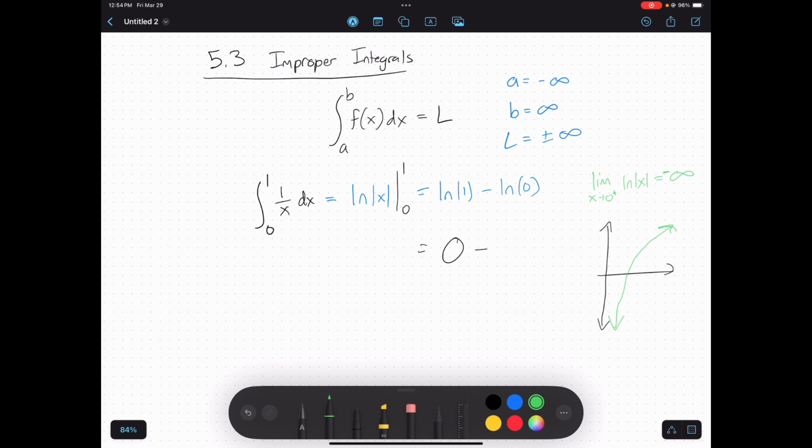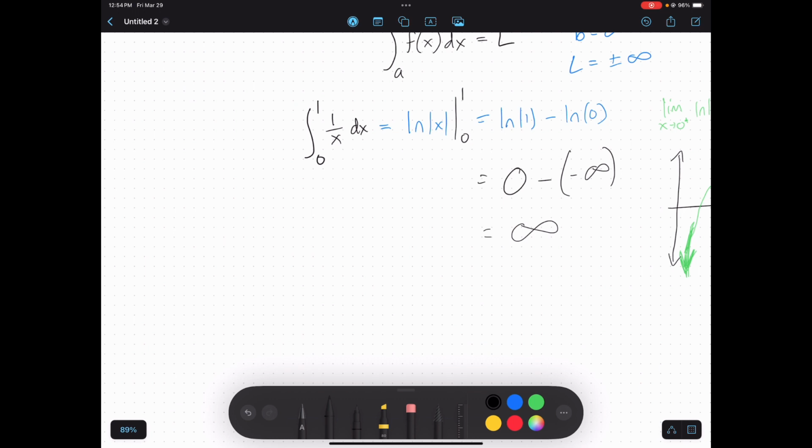The reason why is because there's your graph of natural log. As you get close to 0, your function is just going down to negative infinity, right? So that means the natural log of 0 is negative infinity, and I end up with my definite integral equaling an infinite value. So that's why this ends up being an improper integral.